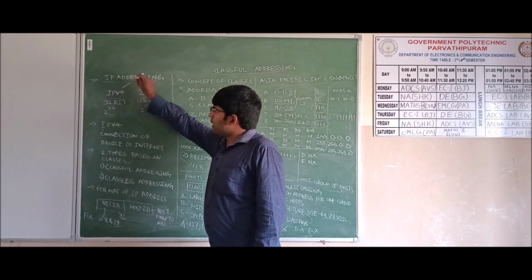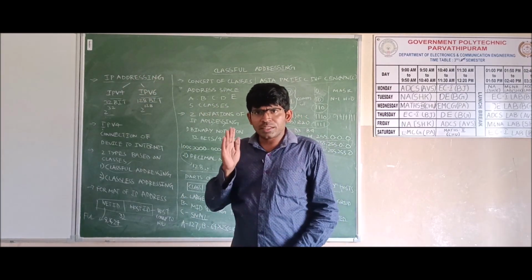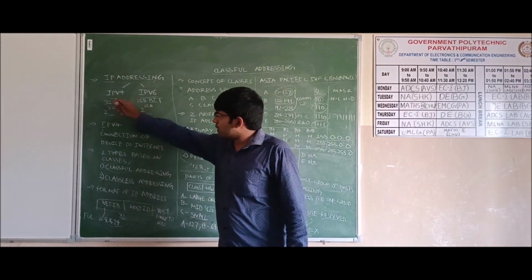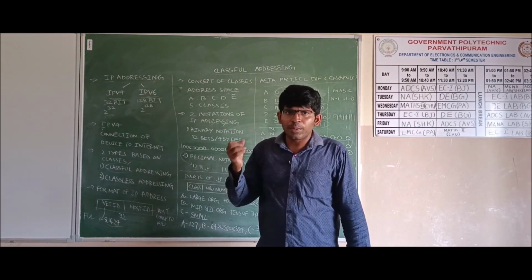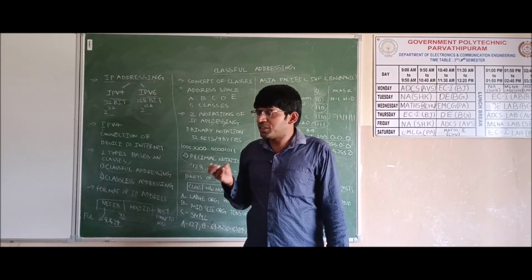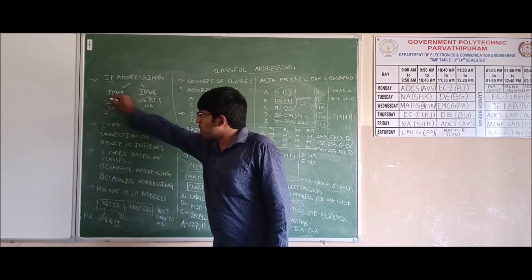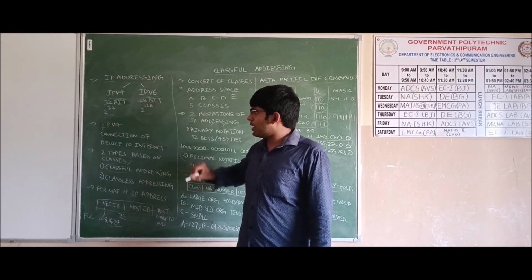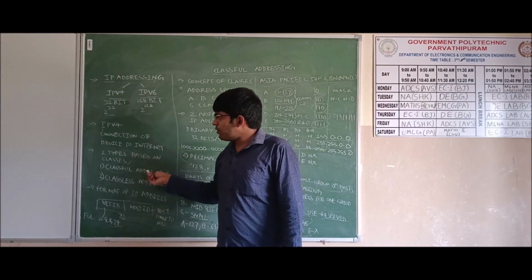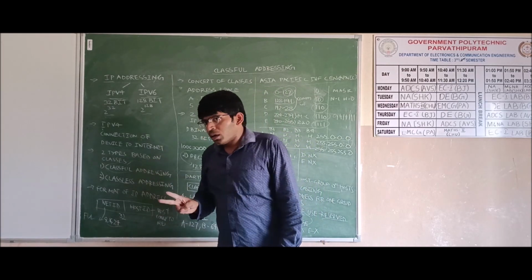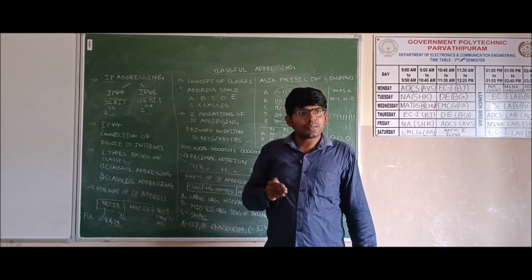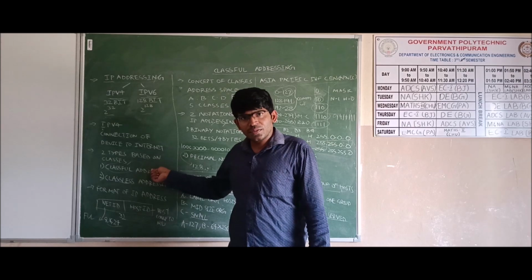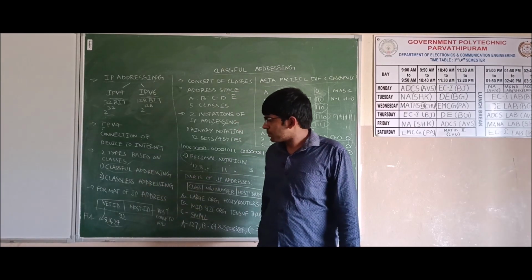We discussed IP addressing. An address is a must for a device to connect to the internet. In IP addressing we have two versions, IPv4 and IPv6. IPv4 is a 32-bit address, IPv6 is a 128-bit address. In IPv4 we have classifying the addresses based on classes, two types: classful addressing and classless addressing.